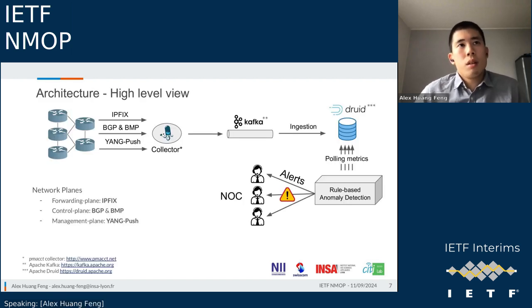The architecture, what we are doing is getting telemetry data from the network, forwarding plane using IPFIX, control plane using BGP and BMP, and management plane with YANG Push. We are collecting this information with our collector, pmacct, which decodes these messages, but also correlates and enriches the data before pushing it to Kafka. And at the end of Kafka we ingest into our time series database, which is Apache Druid.